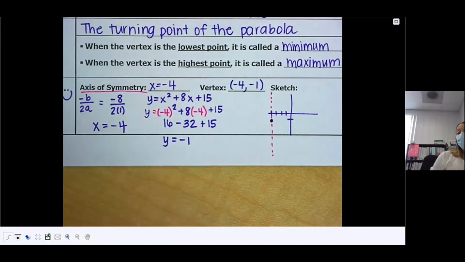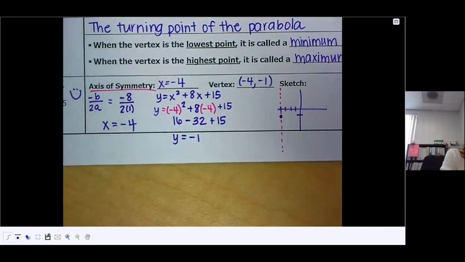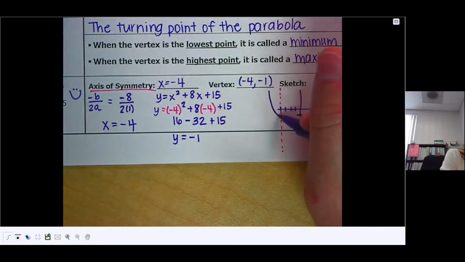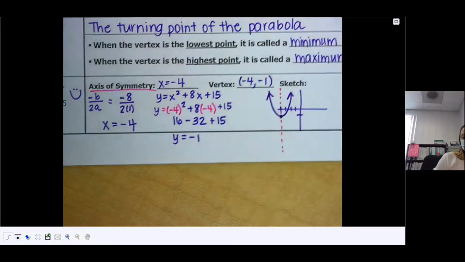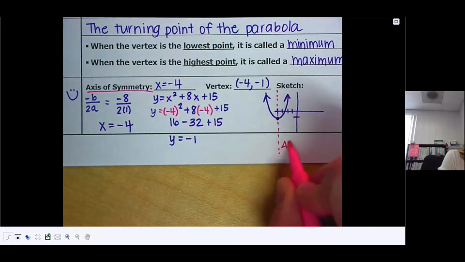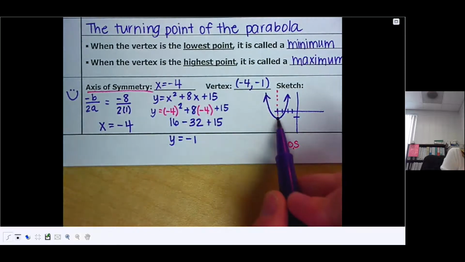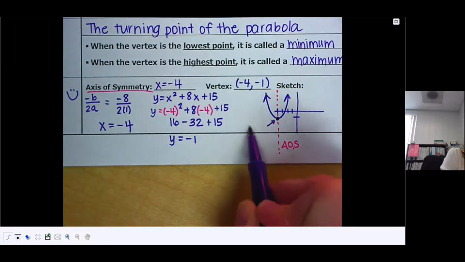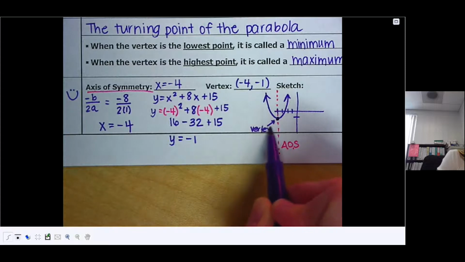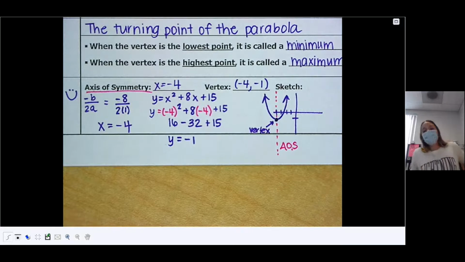And then are you going to have a smiley face or a frowny face? Smiley face. So ready? I'm doing this. There we go. That's all I'm looking for. This pink line right here, I'm going to label AOS, axis of symmetry. And this point right here is my vertex. And that's it. You've sketched your graph. You're done. You've done a parabola. Nicely done.